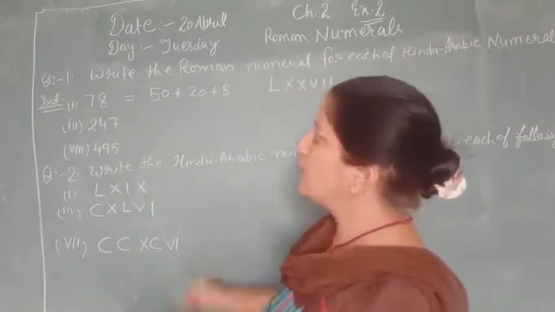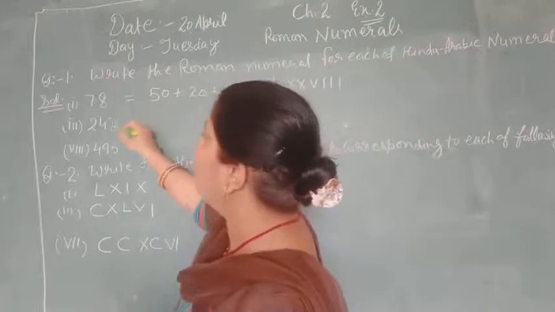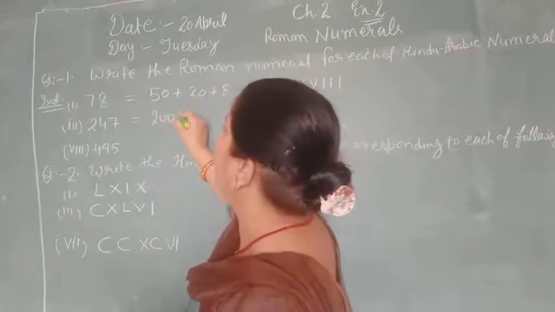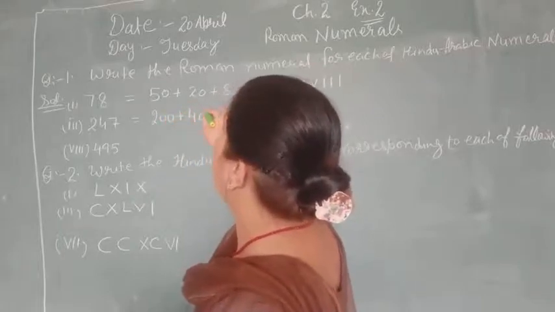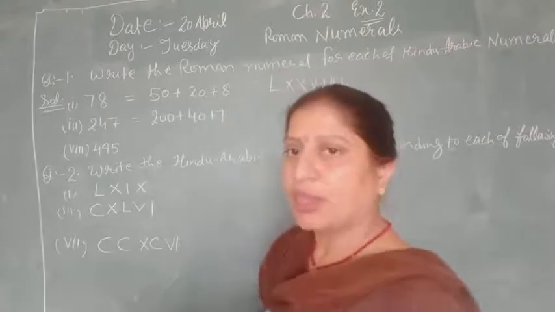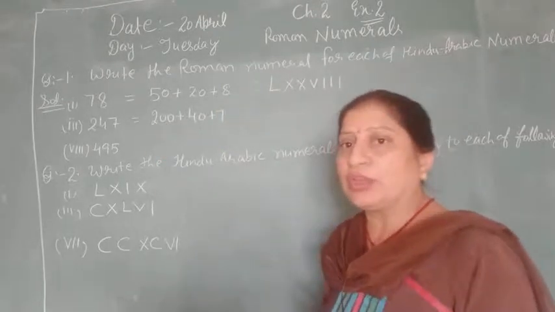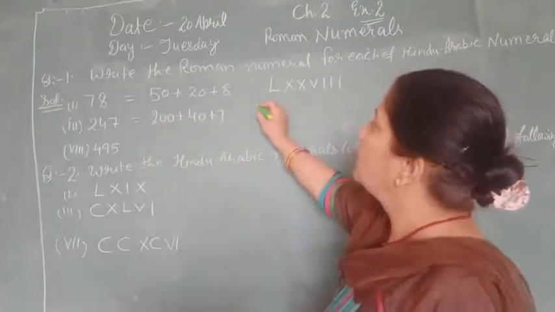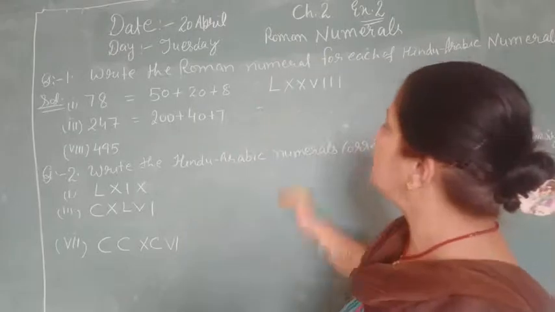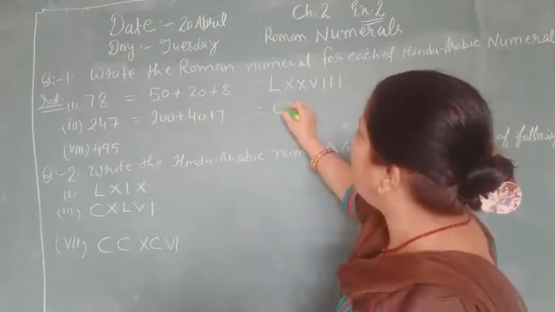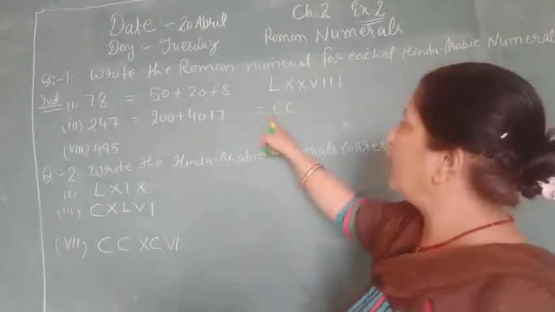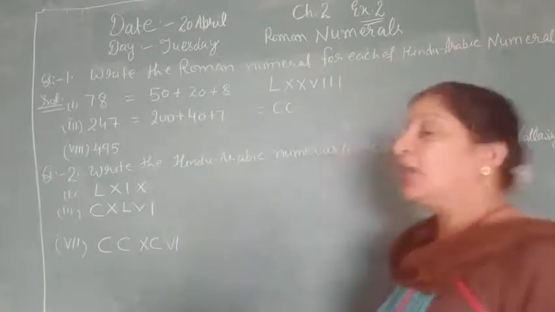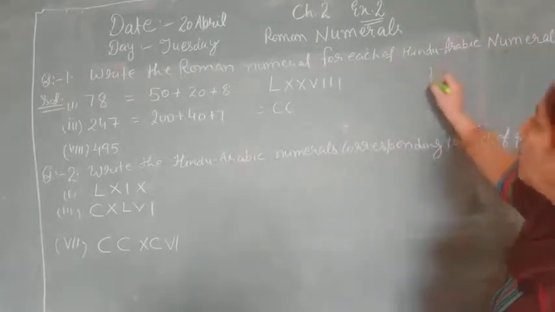Now our next number is 247. In this, first of all we break up the number, and after breaking the number we write 200 plus 40 plus 7. For 200 we know that it is the repetition of 100 two times. So for 100 we use C. So here we write C two times. Now it becomes 200.